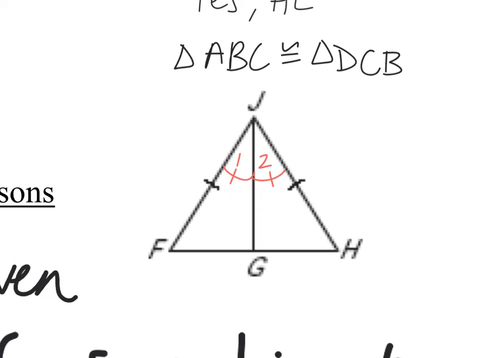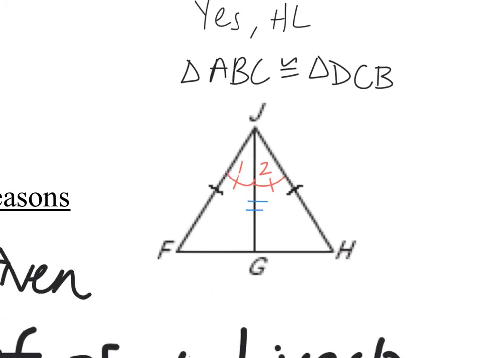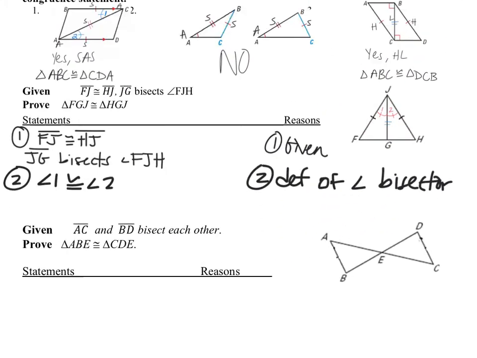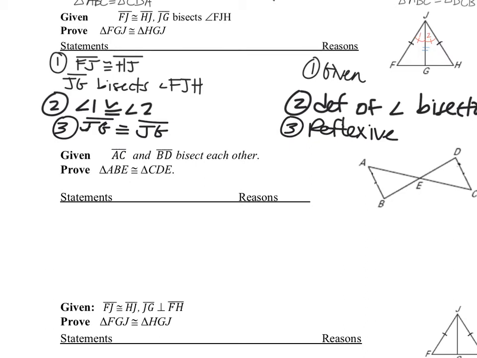Kyle, where can I find another side that they have in common? This one. JG is the same. JG is congruent to JG because it is reflexive. That was one of the freebies from the picture. If it's a shared side, we call it reflexive because it's congruent to itself.